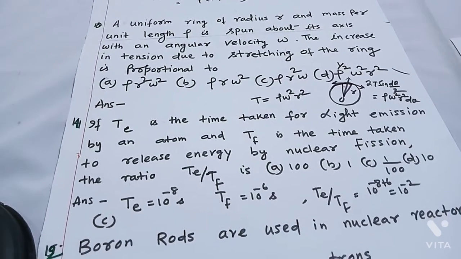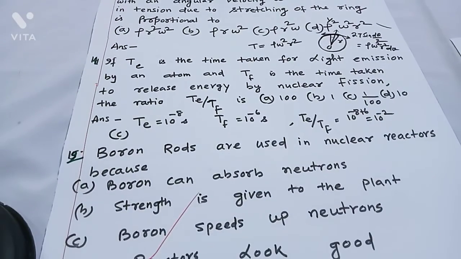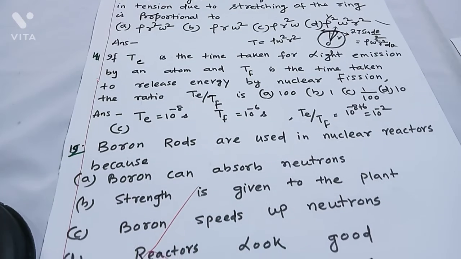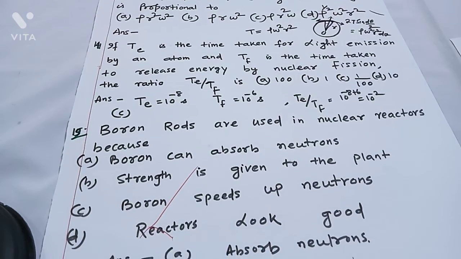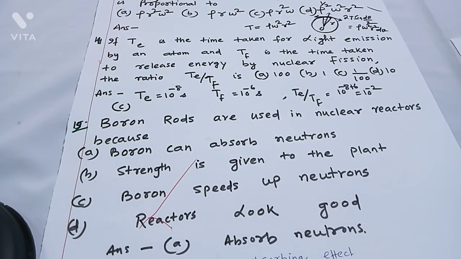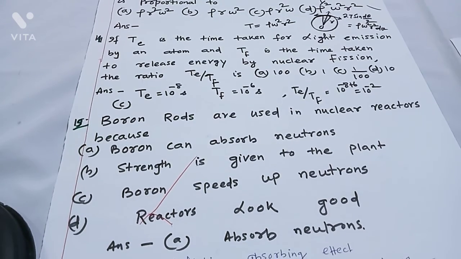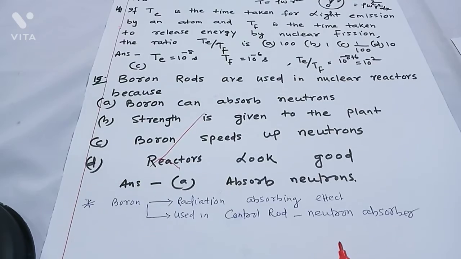Correct answer is C. Next question is, boron rods are used in nuclear reactors because boron can absorb neutrons, gives strength to the plant, or boron speeds up neutrons. The answer is boron absorbs neutrons.